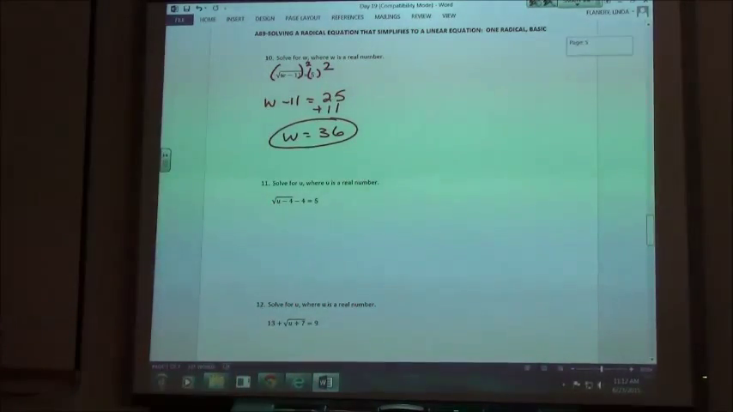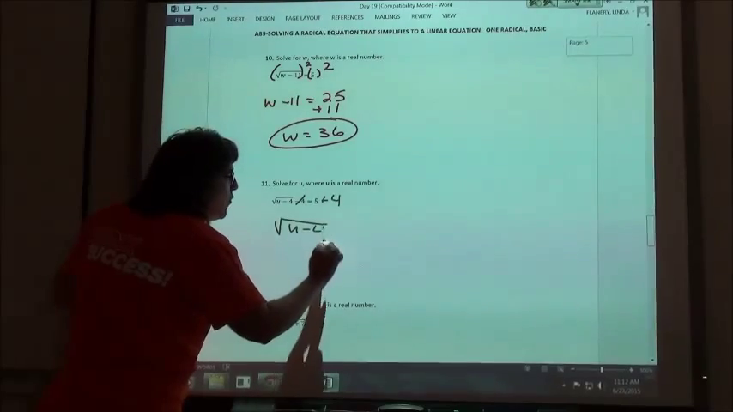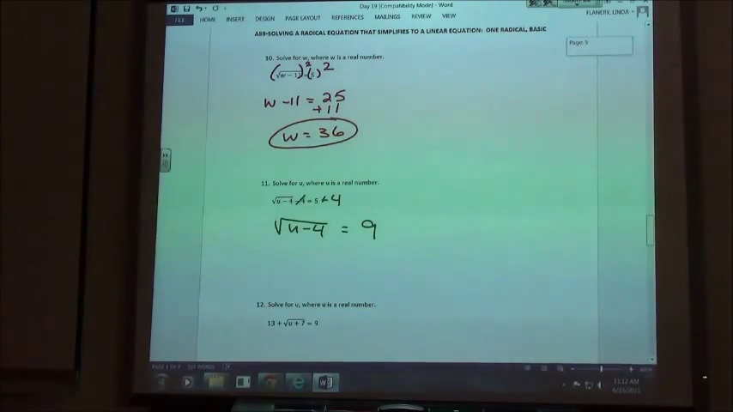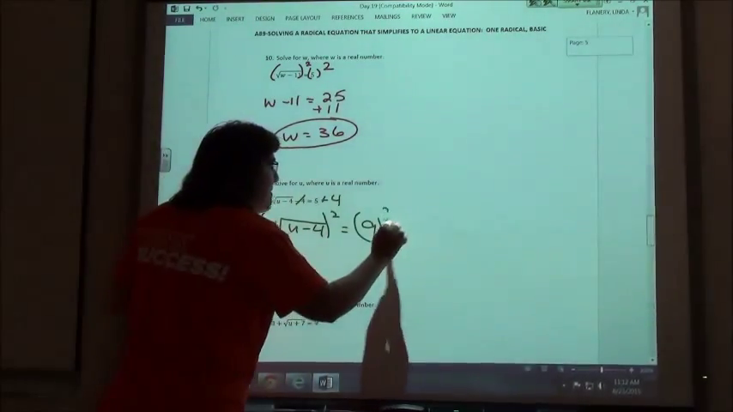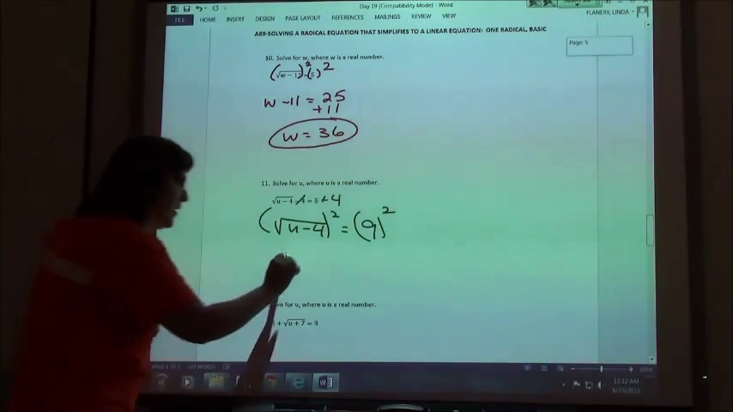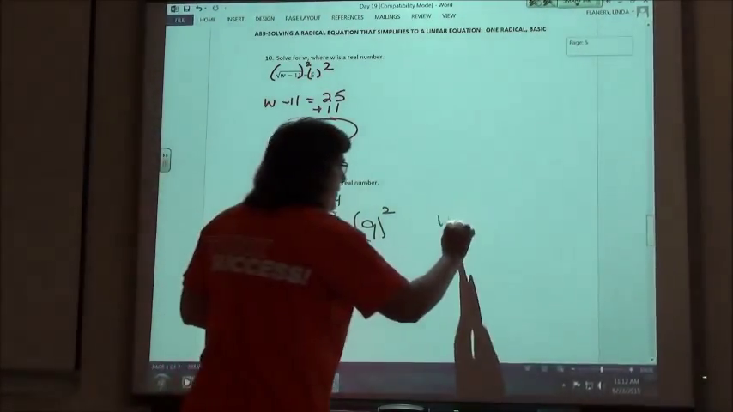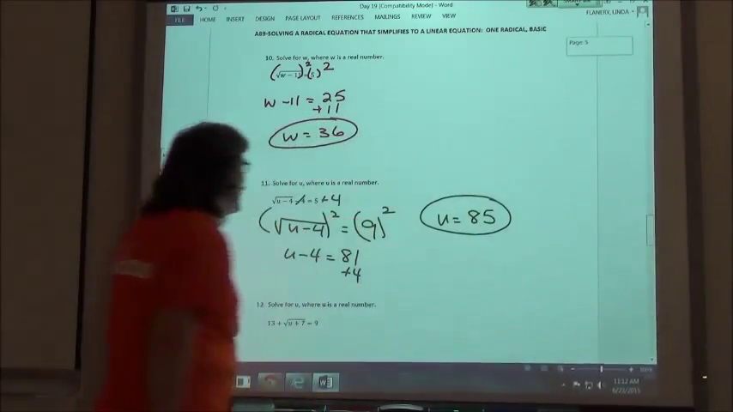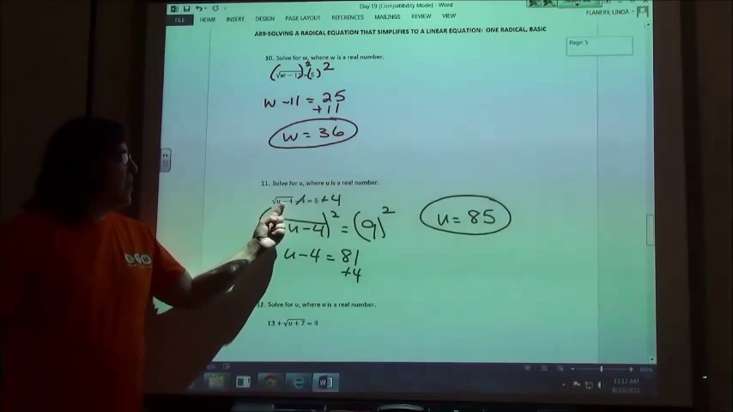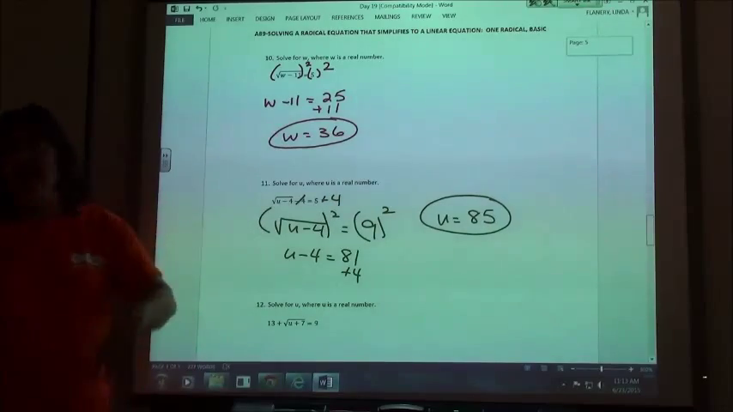So when we do number 11, the square root is not by itself. We have to get it by itself first. We're going to go ahead and add our 4 and say the square root of u minus 4 equals 9. Now that I have the square root by itself, I can square both sides. If I square both sides, what am I going to get? u minus 4 equals 81. So if I add my 4, u is going to equal 85. So 85 minus 4 is 81. The square root of 81 is 9, and 9 minus 4, sure enough, is 5. Yep, it checked out.